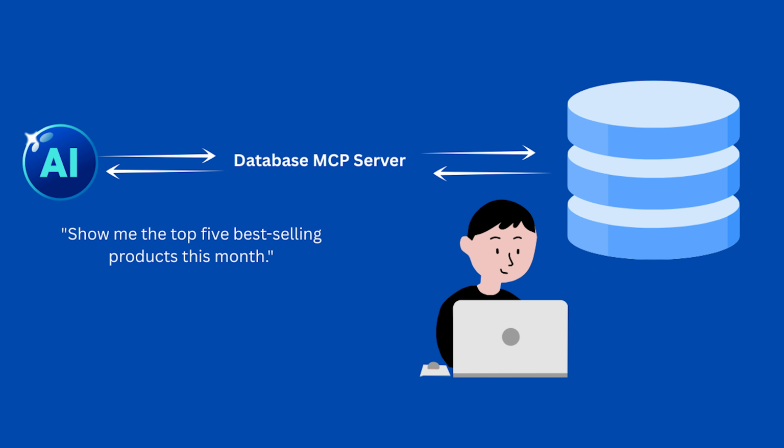Now let's see how the Database MCP Server changes this. With Database MCP connected, you can simply ask your AI, show me the top 5 best-selling products this month. It understands your request, identifies the relevant tables, generates the SQL query, executes it, and presents the result in a clear format.